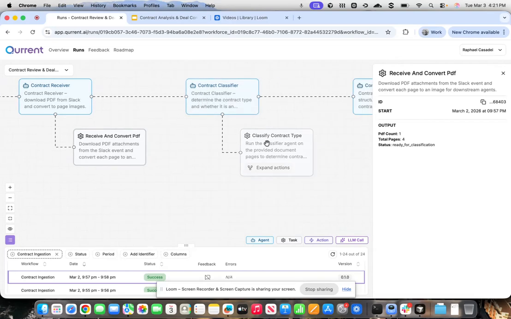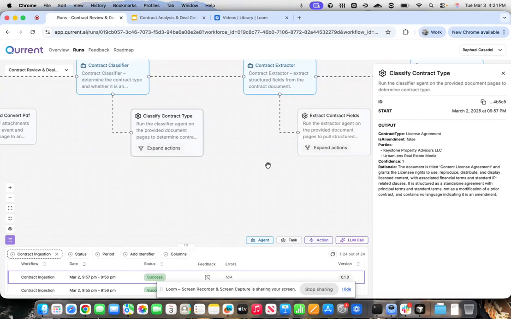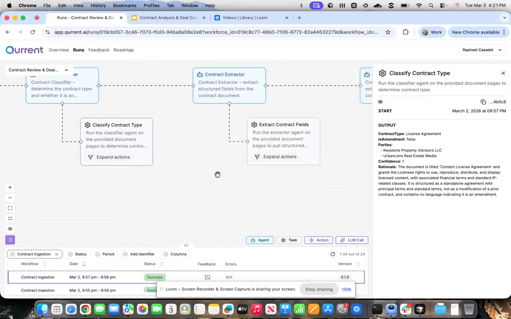understand from a contract classification what this contract is about, and really understand, for example, is this a licensing share agreement based on the different kind of business lines or the business context of the customer. And then you can see here the output of the decision that this agent made, explaining why they believe it's a license agreement contract type.